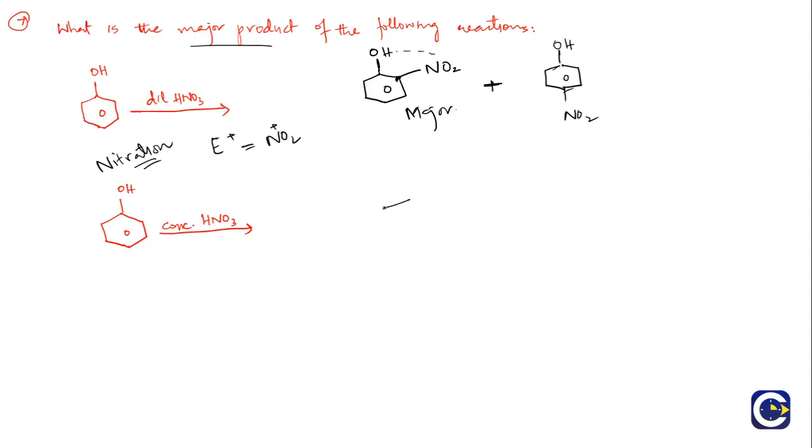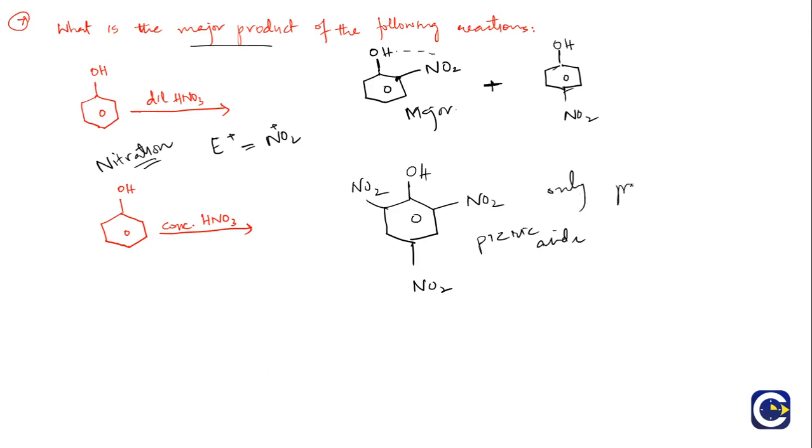And when the reaction is with concentrated nitric acid, we get the tri-substituted product, that is, we have NO2 at the two ortho positions and also at the para position. This is called picric acid. It is the only product and the major product of the reaction.